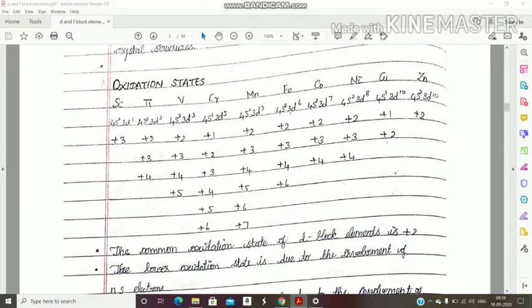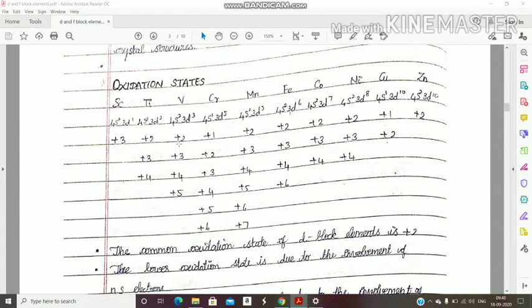See, in case of scandium, it exhibits only +3 oxidation state. That means when scandium reacts with any other substance, these 3 electrons usually are involved in reactions. We can't say why scandium does not exhibit +2 or +1, because these are experimental factors. Next, in case of titanium, it exhibits +2, +3, +4. That means it exhibits these 3 oxidation states.